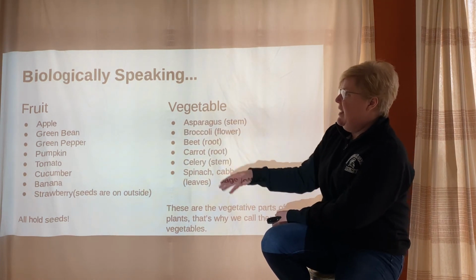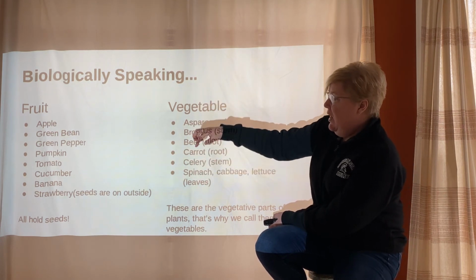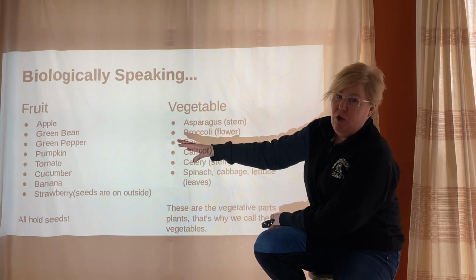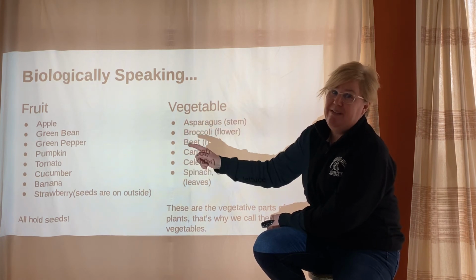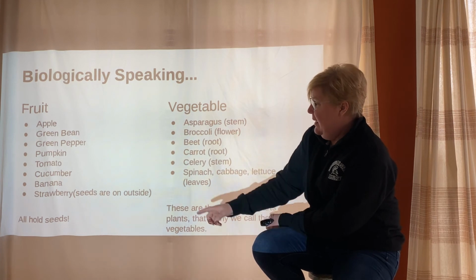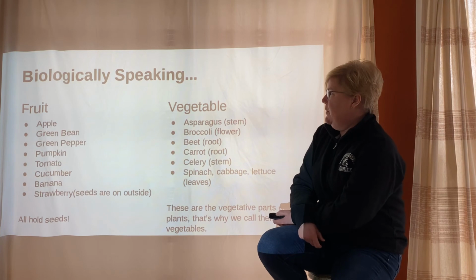Those are leaves. And then apples and green beans and green peppers and pumpkins and tomatoes, bananas and strawberries, those are fruits. So biologically speaking, they're a fruit because they hold a seed. And strawberries, the seeds are actually on the outside, kind of a funky little fruit.